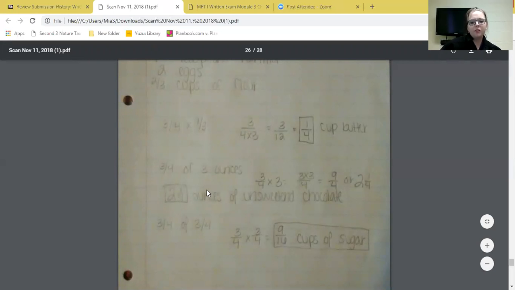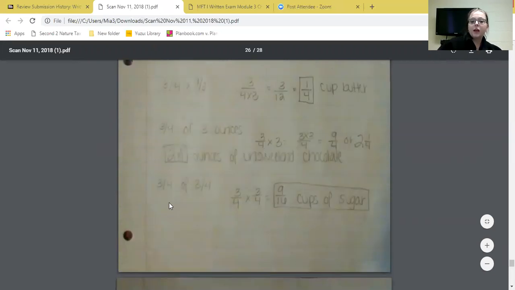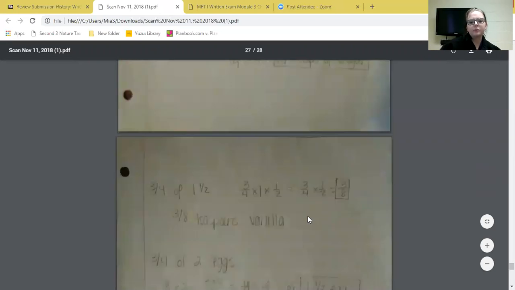Then we have 3/4 of 3 ounces. So 3/4 times 3 gives us 9/4 or 2 1/4. Since we're using measurements, we're going to have to go with that mixed number. So 2 and 1/4 ounces of unsweetened chocolate. Then we have 3/4 of 3/4 cups of sugar. So 3/4 times 3/4 equals 9/16 cups of sugar.